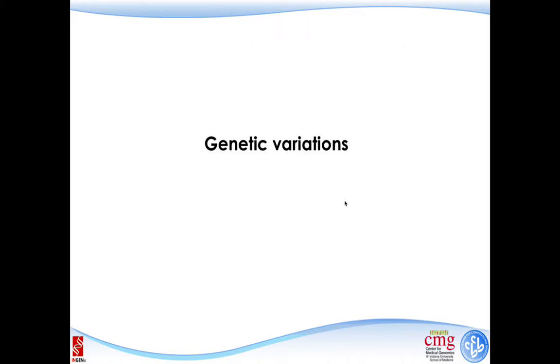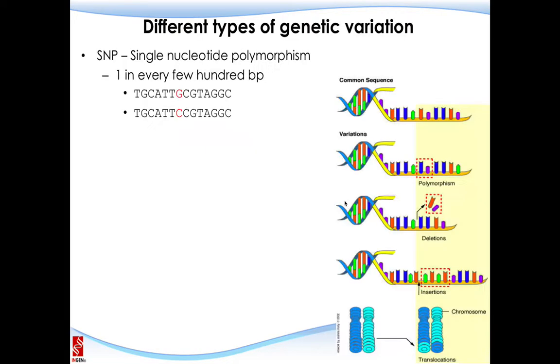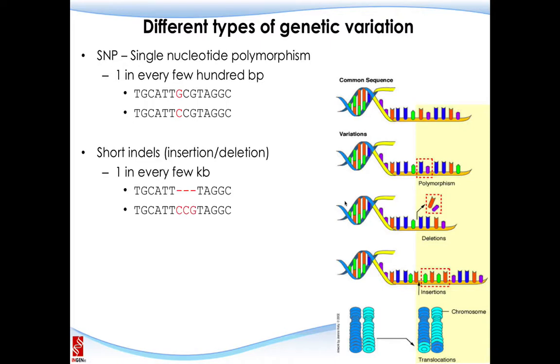Okay. The first part is: what are genetic variations? Just to give some brief concepts. There are multiple types. The first type that most people talk about is called SNP, a single nucleotide polymorphism, which is very straightforward. Only one nucleotide is different between your DNA sequence and the reference DNA sequence. Normally, we will have one SNP in every few hundred bases, sometimes at the 1,000 base level.